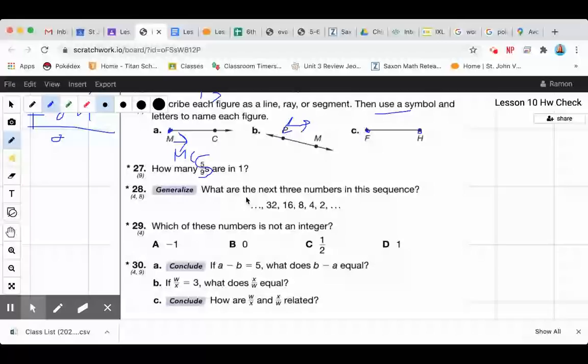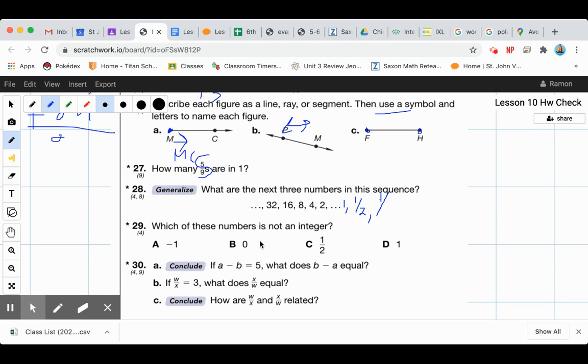For 28, we're being asked to find the next three numbers in the sequence: 32, 16, 8, 4, 2. It seems like we're dividing by half every time, or dividing by 2. So just keep dividing by 2, and keep in mind, the next one will be 1. And then once you have 1, everything else is going to be a fraction after it. And then it looks like the denominator will double, which is equivalent to dividing by 2.